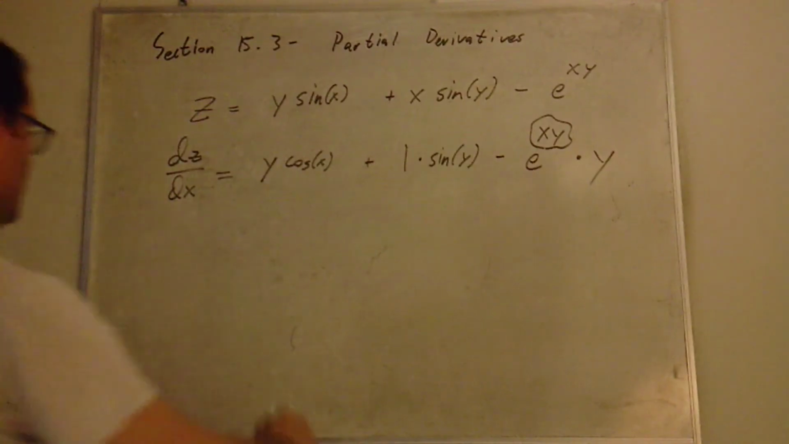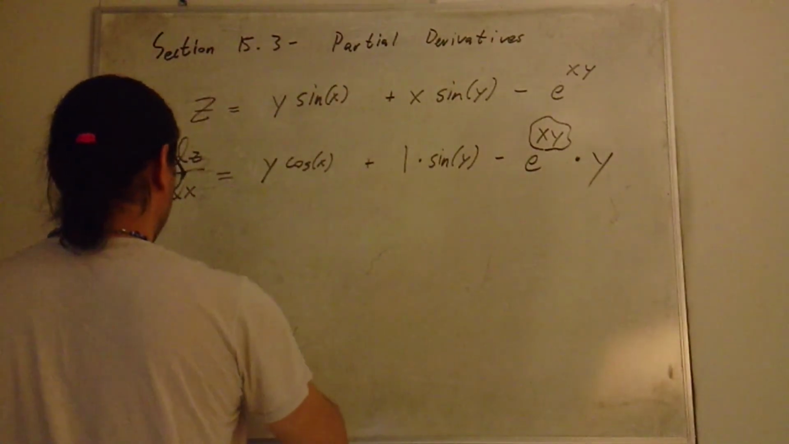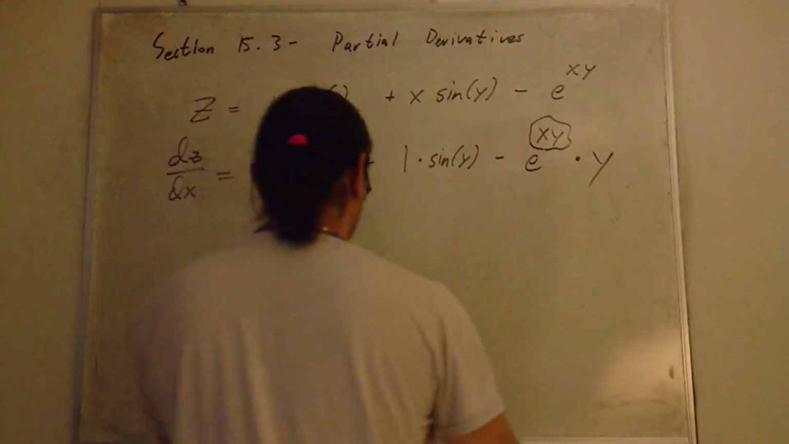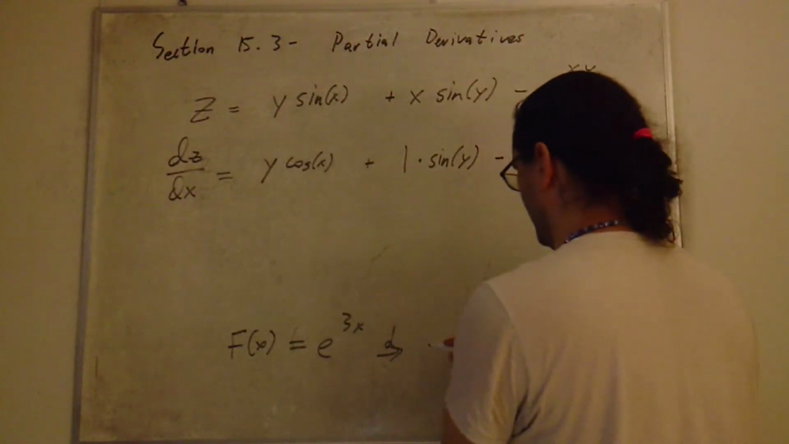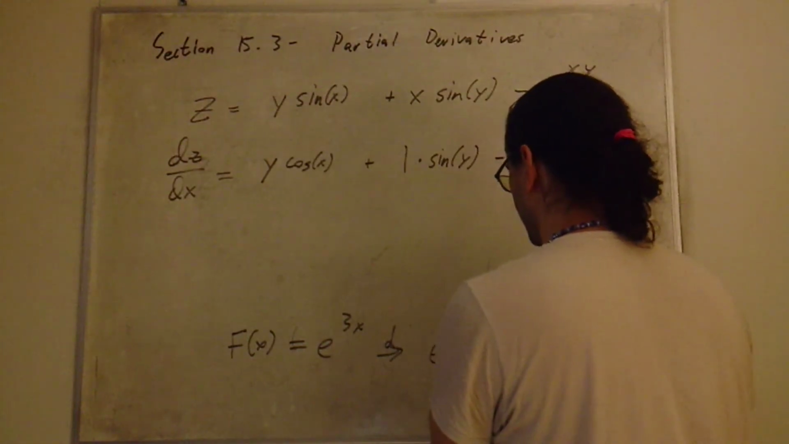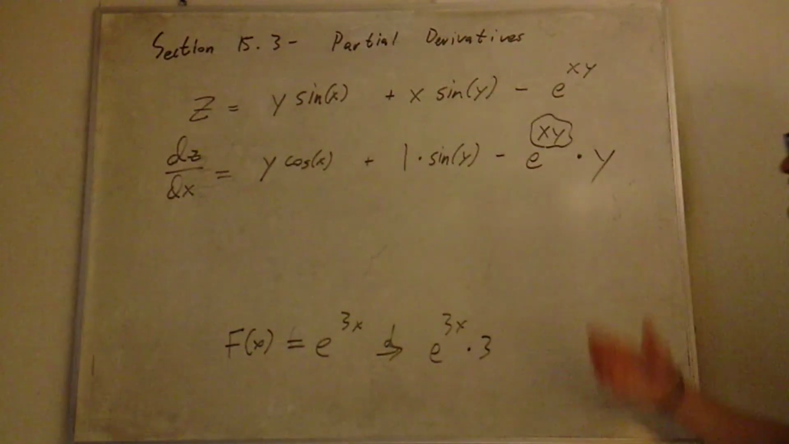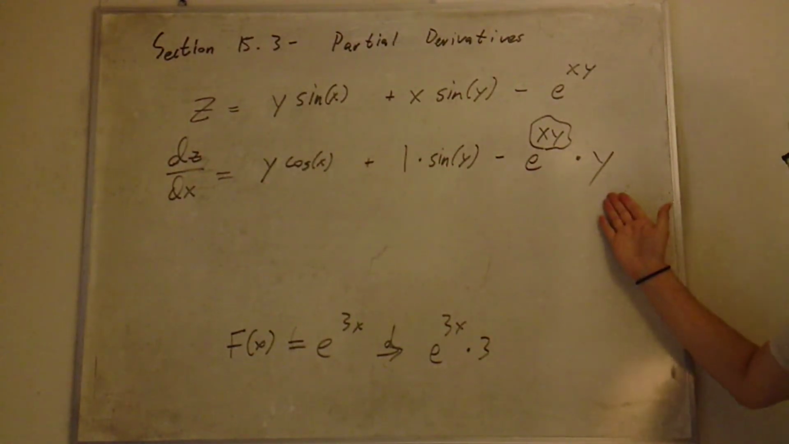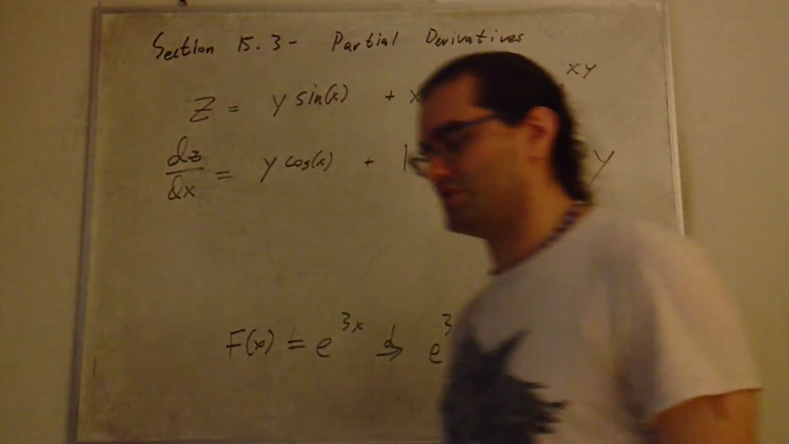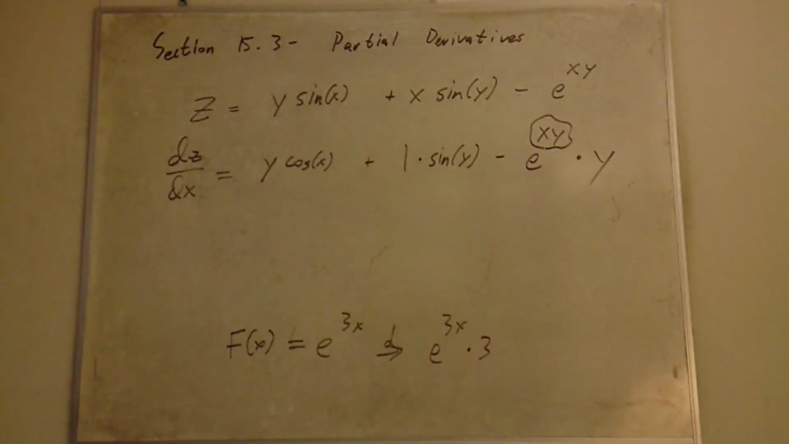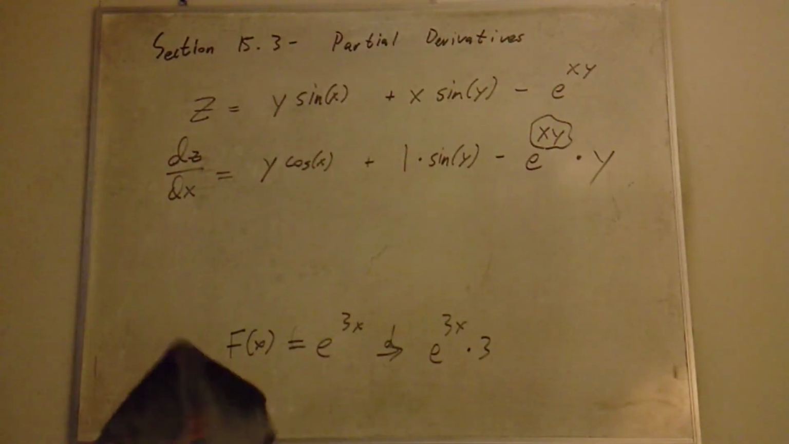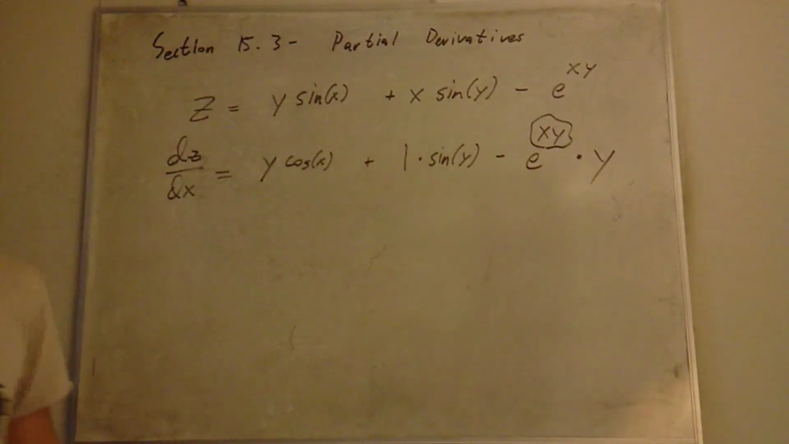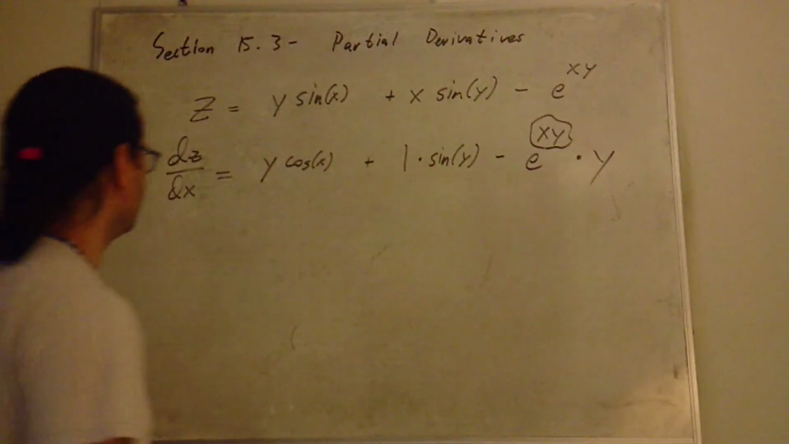In the same way that if we were doing f of x equals e to the 3x, that derivative would be e to the 3x times 3. The derivative of e to the xy is e to the xy times y. Same thing. Chain rule is still happening here. It's a strange feeling chain rule because there's a lot more letters involved than there used to be.